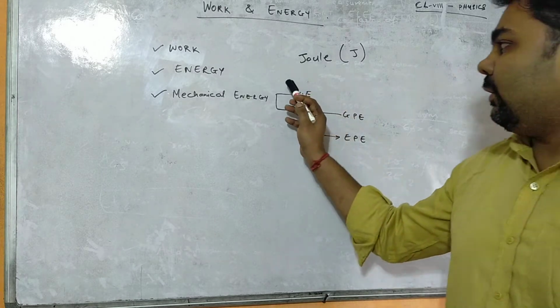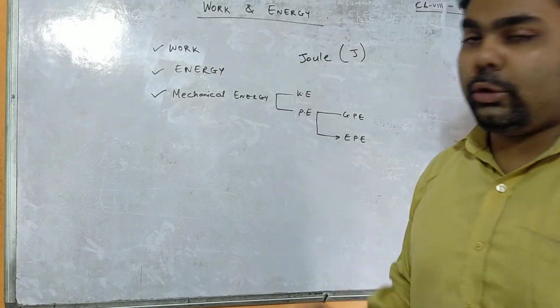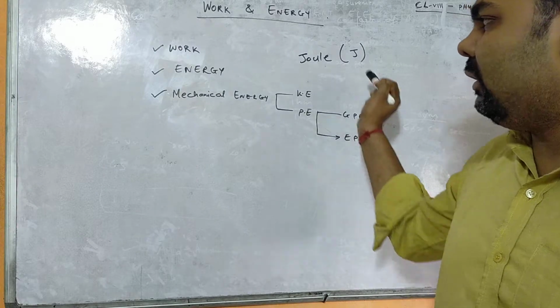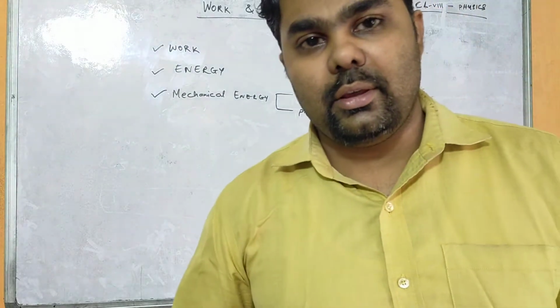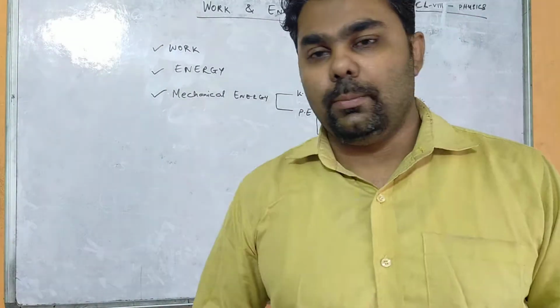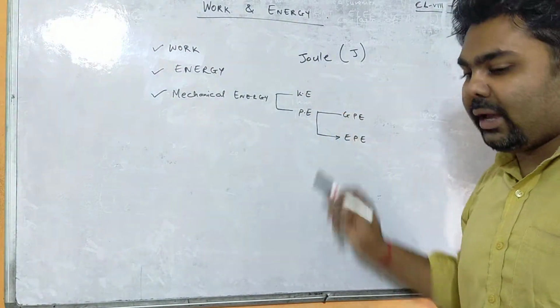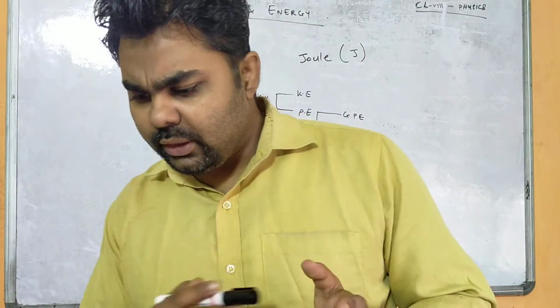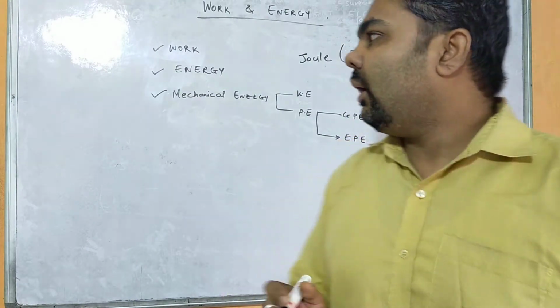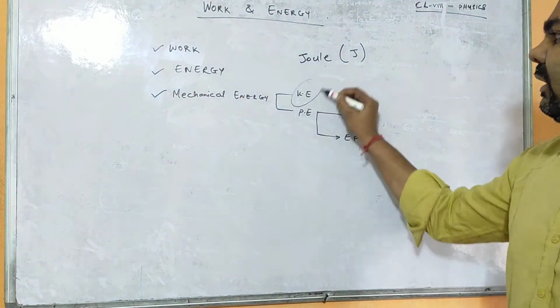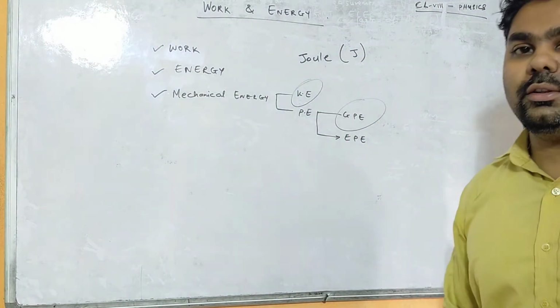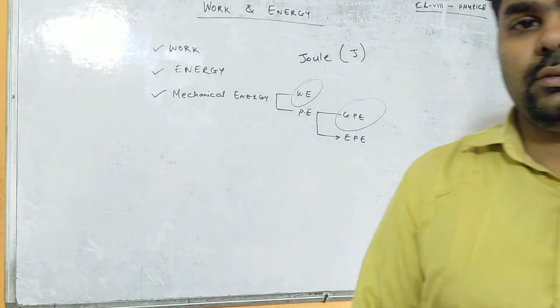Difference: what is the difference between kinetic energy and potential energy, and what are its SI unit? So the SI unit is the same here, that is joule. Now apart from this, we should know kinetic energy and gravitational potential energy, on what factors do these depend?